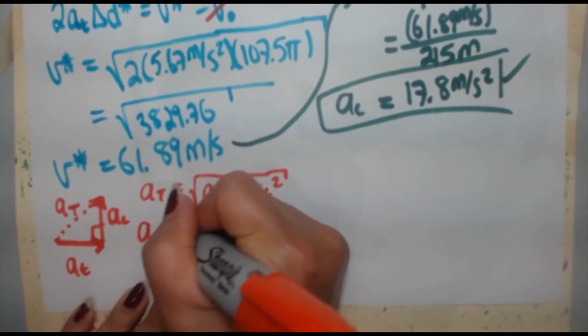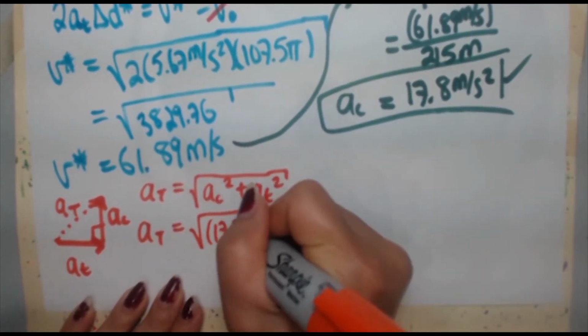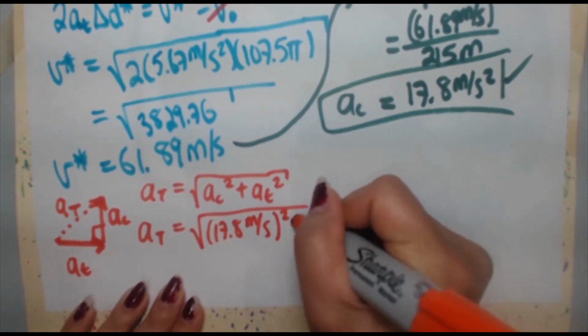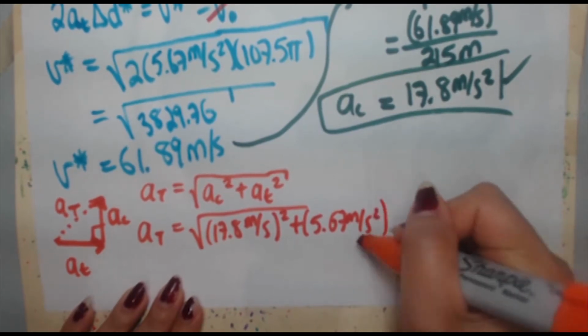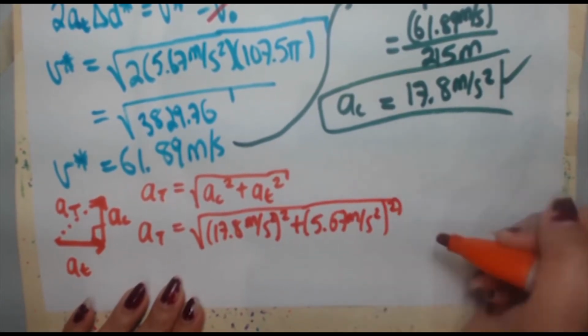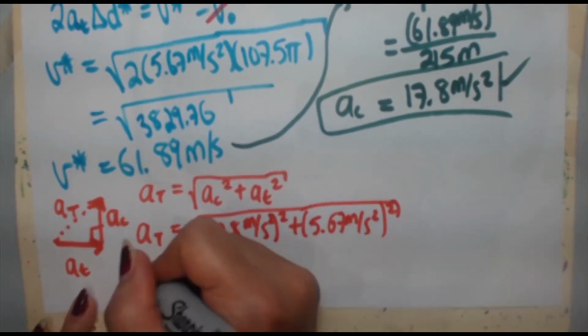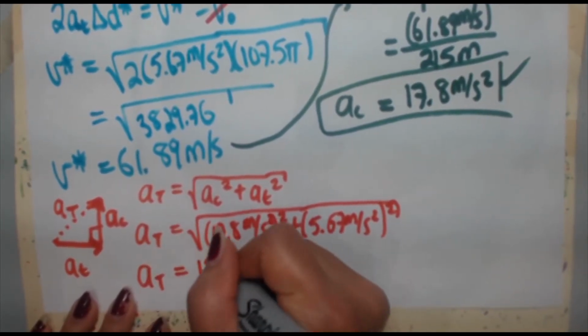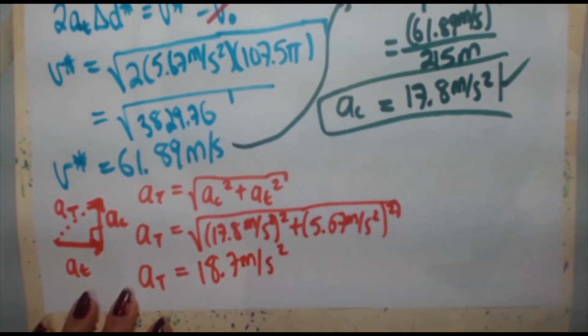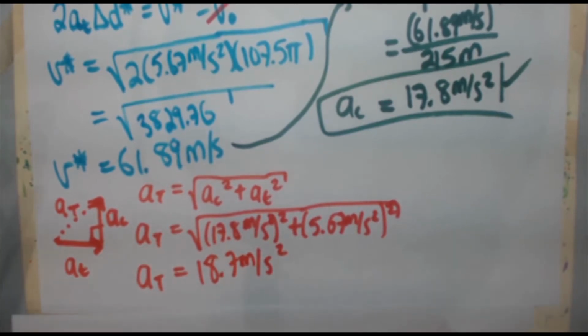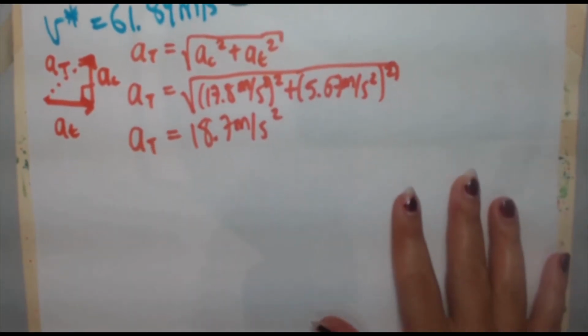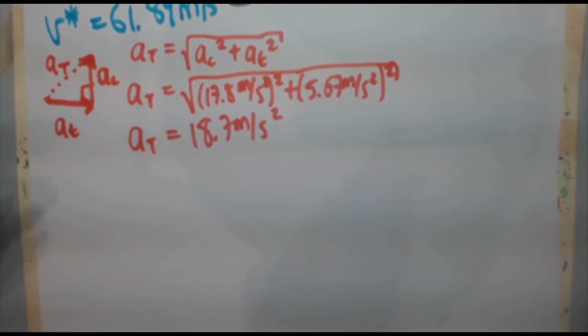Plug in your values, so A_T is equal to the square root of 17.8 meters per second squared plus 5.67 meters per second squared. Oh, squared is the unit as well, and those values are also getting squared. And when you solve that and you take the square root, you're going to get 18.7 meters per second squared. So there's my total acceleration. Now, how did that help us? Well, we are looking for the coefficient of static friction between the tires and the road. To look at the coefficient of static friction, we need to know about the force of friction.